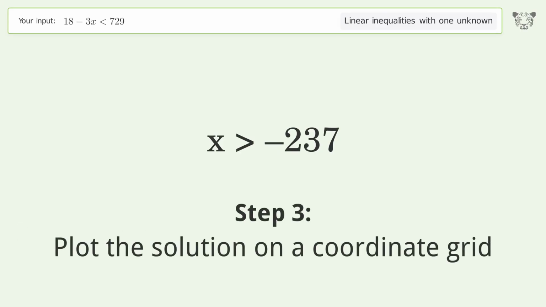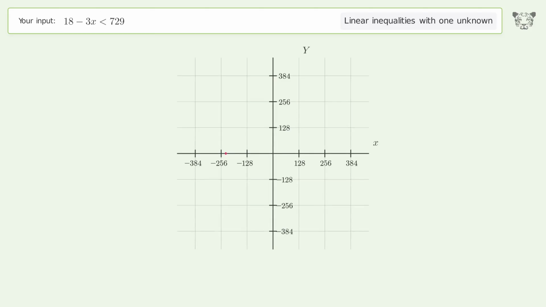Plot the solution on a coordinate grid. And so the final result is x greater than negative 237.